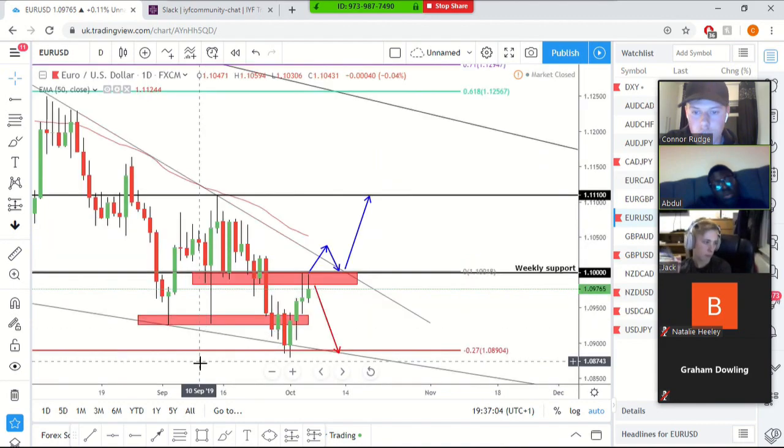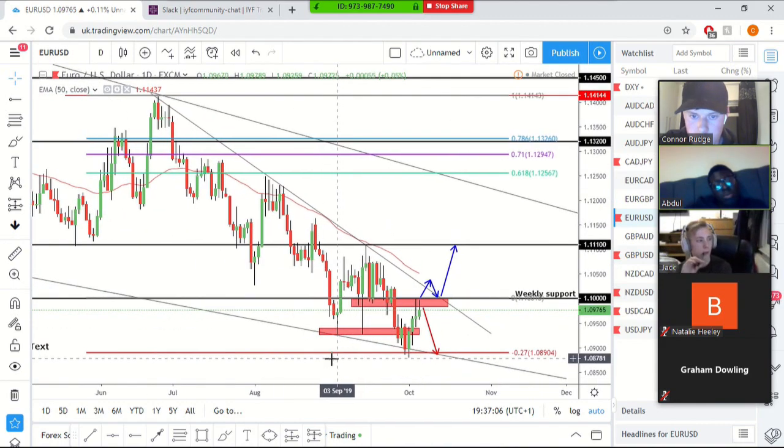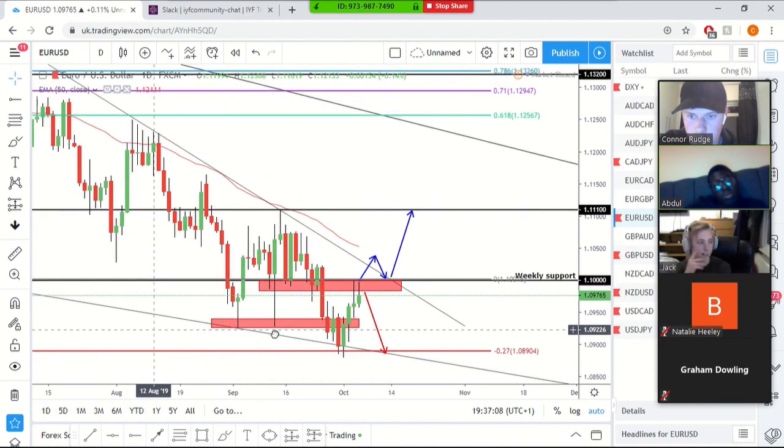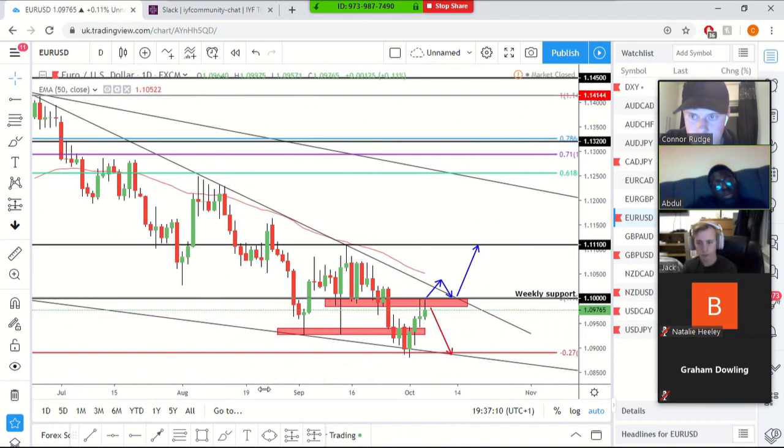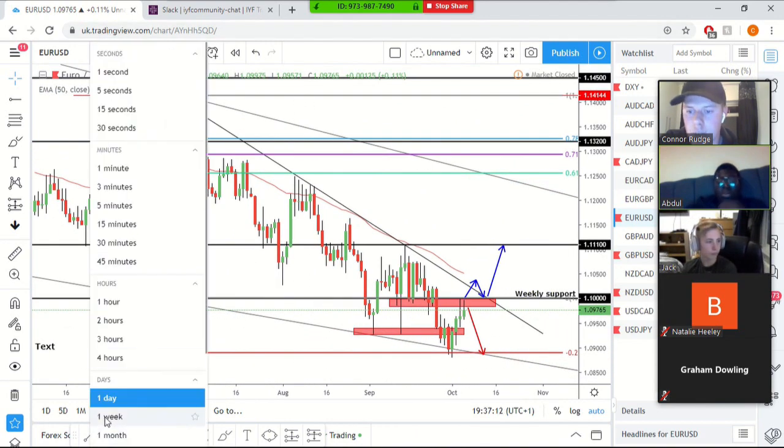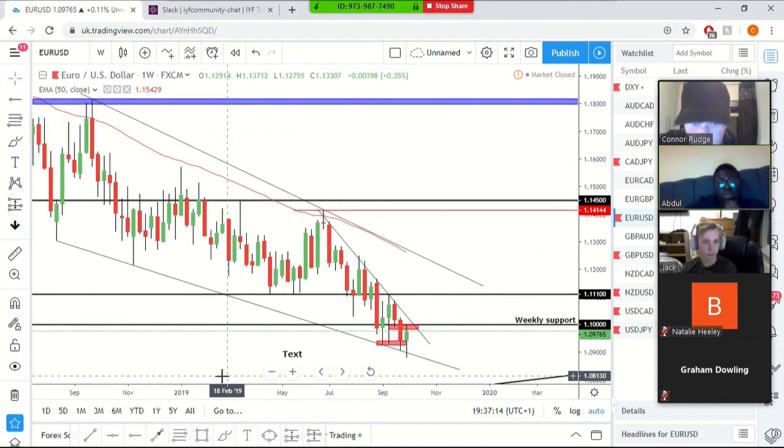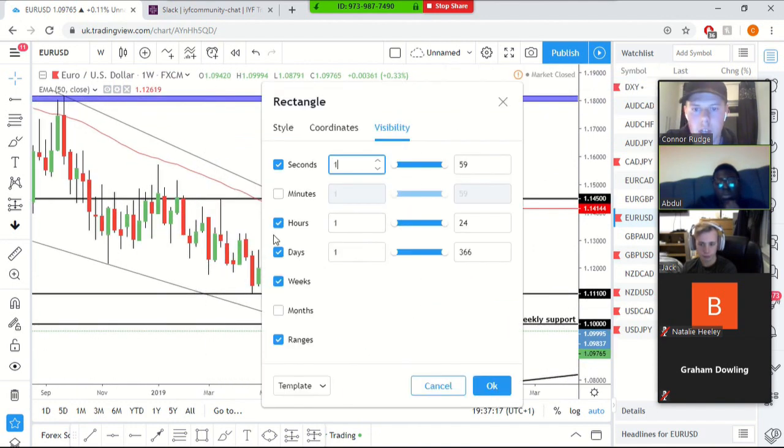Now we move on to the euro US dollar. So euro US dollar is quite impulsive to the downside at the moment. Let's go back into the weekly. It's a bit clearer here.